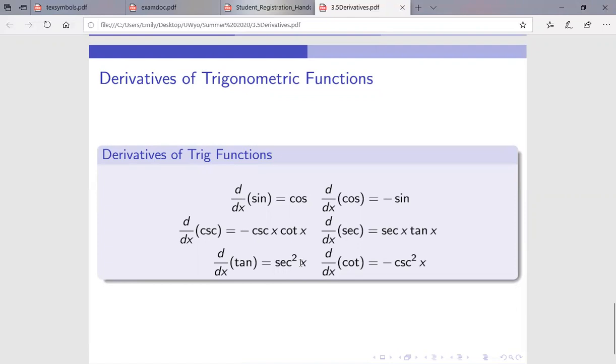The derivative of tangent of x is secant squared x. And then the derivative of cotangent of x is negative cosecant squared of x. And that's it for today. So make sure you write all these down, you memorize them, and you have these in your back pocket when it's time to go.